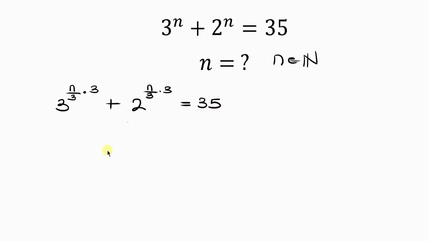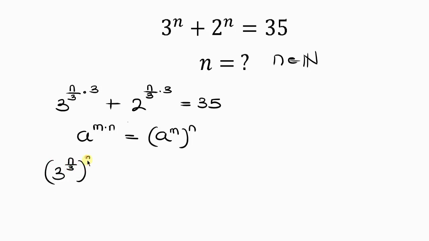Now our next step will be for us to apply the law of indices that says when I have a to the m times n, this can be written as a to the m all raised to the n. That means we're going to be writing this and this in this form. So this will be 3 to the n over 3 all raised to the 3 plus 2 to the n over 3 all raised to the 3 equal to 35.